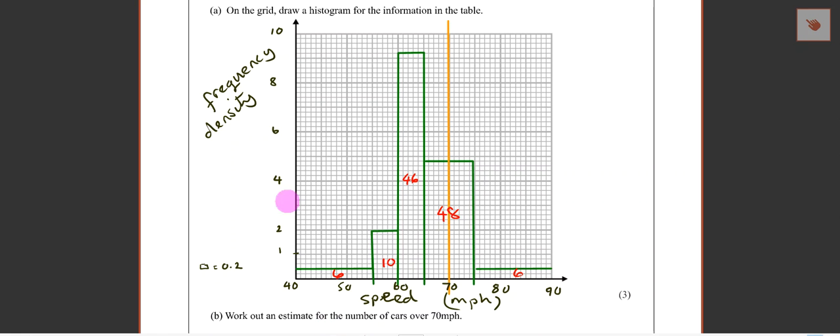So it does say work out an estimate, so we're going to have to make an assumption here. And the assumption you're going to make is half the bar is over 70. Therefore, it's the same on each side, so half the frequency. And we add it onto this. So the frequency of this bar I wrote in just for ease is 6. Half of that bar we would say is 24. So 24 plus 6, 30.